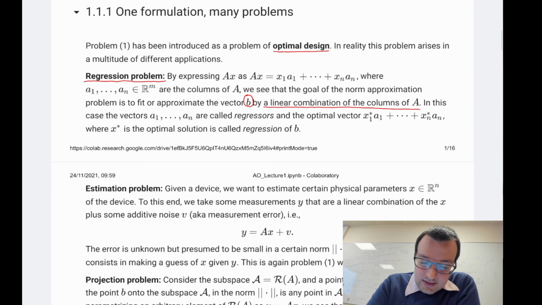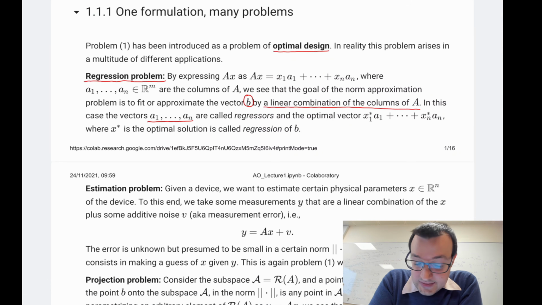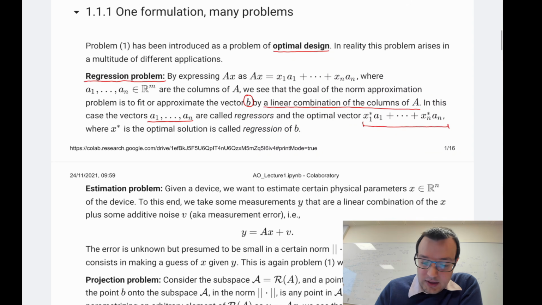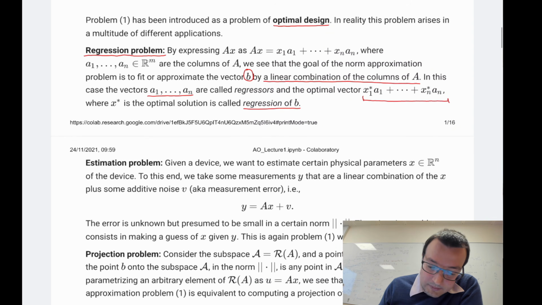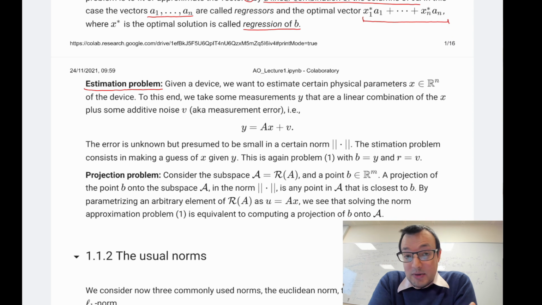And in that case, the vectors a1 to an, which are the columns of the matrix A, are called regressors, and the optimal solution applied to our matrix A is going to be called regression of b. The problem also arises in estimation. So another way to interpret this minimization problem is as an estimation problem.